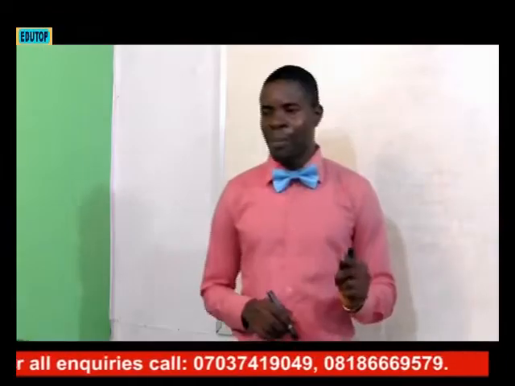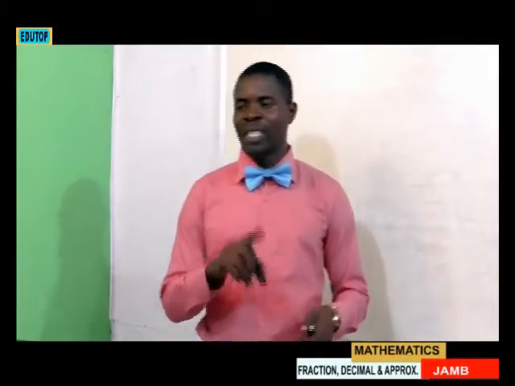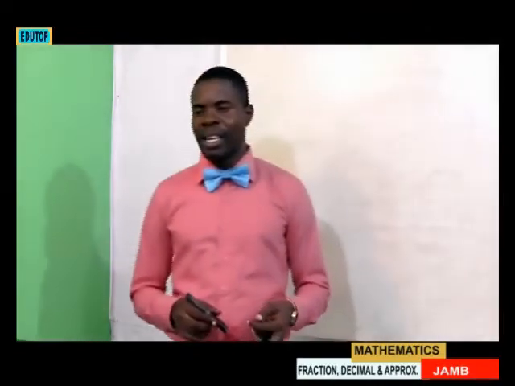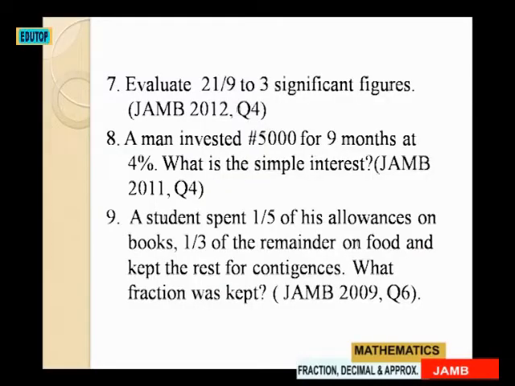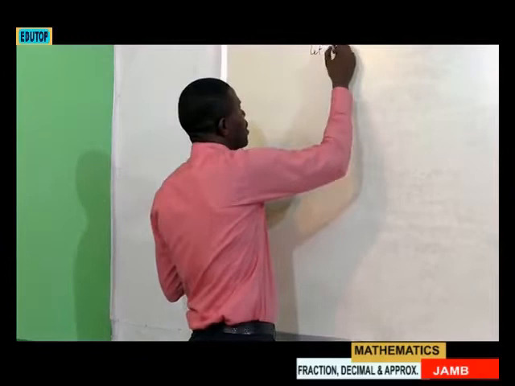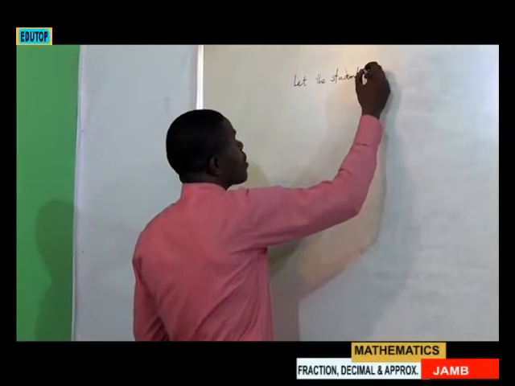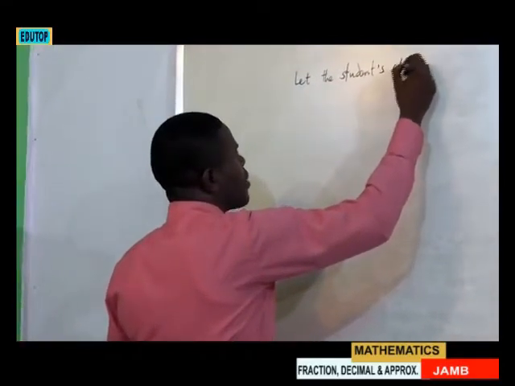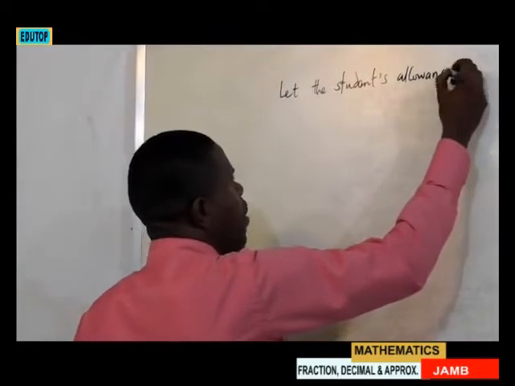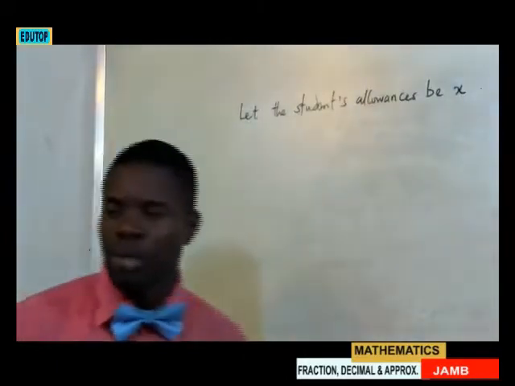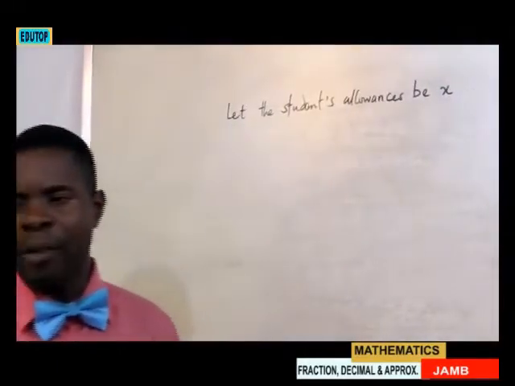There is a way, there is a pattern we need to employ when answering this kind of question that has to do with the remainder. So in this situation, the first thing we assume here is that a student spends 1/5 of his allowances on books. We assume that, let the student's allowances be X. That's the first assumption. Then he said a student spent 1/5 of his allowances on books.